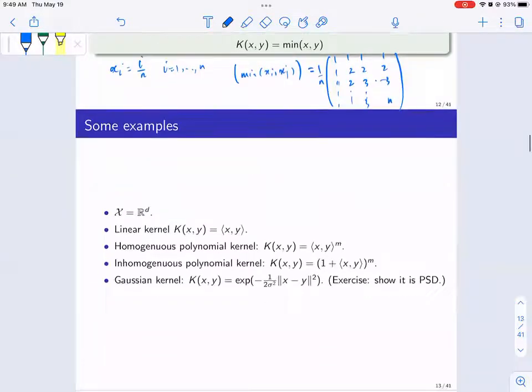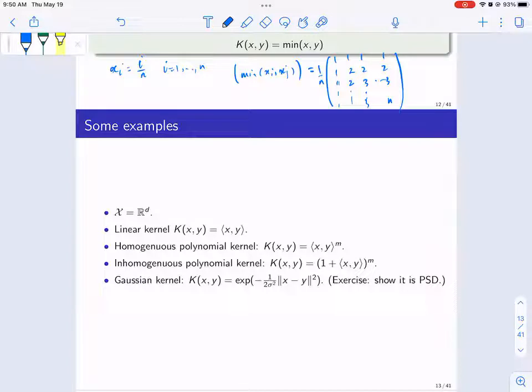Okay, so there are other kernels. If you take X to be R^d, the linear kernel is just the inner product of x and y. Then there are the homogeneous polynomials, this to the power m. So this RKHS, we'll talk about Moore's result more. Every positive semi-definite function, every kernel, generates an RKHS, and that RKHS is unique.